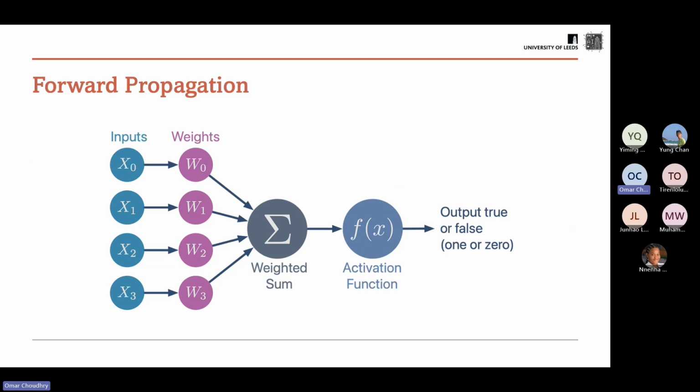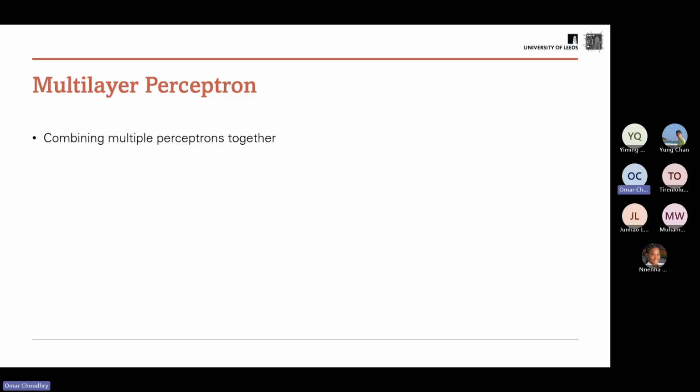The method that I showed, where you take certain inputs, multiply them by the weights, compute the sum and go through the activation function, is what we call forward propagation. So it's propagating through the network from one part to the next. And it's called forward because we're going from the left to the right. But we can make it much more complicated than that. We could combine different perceptrons together.